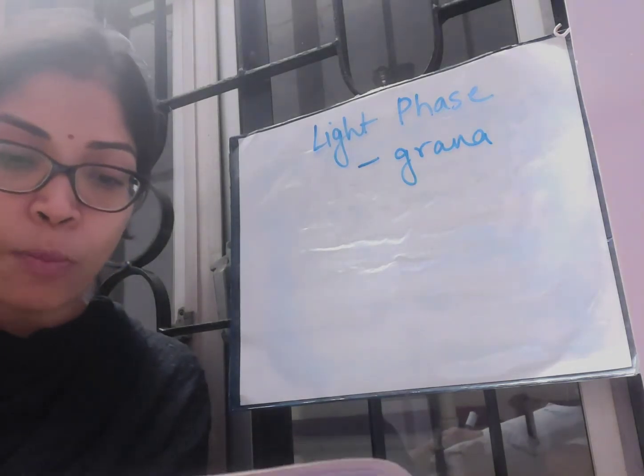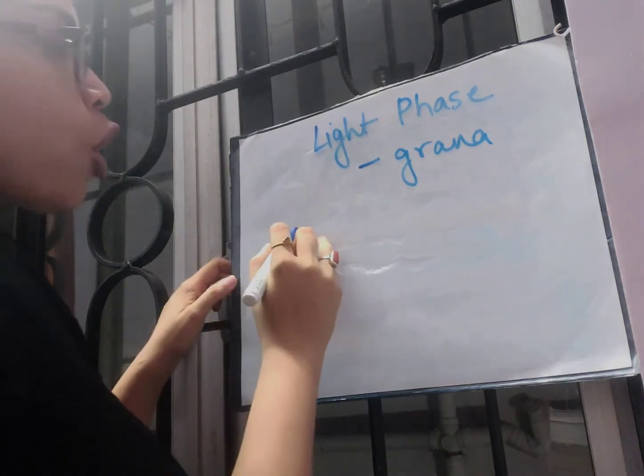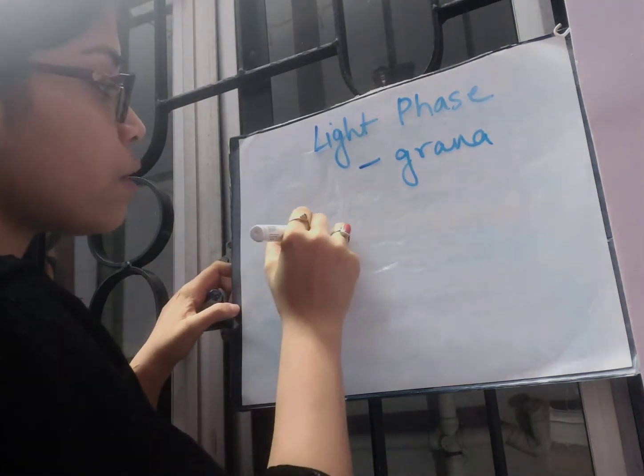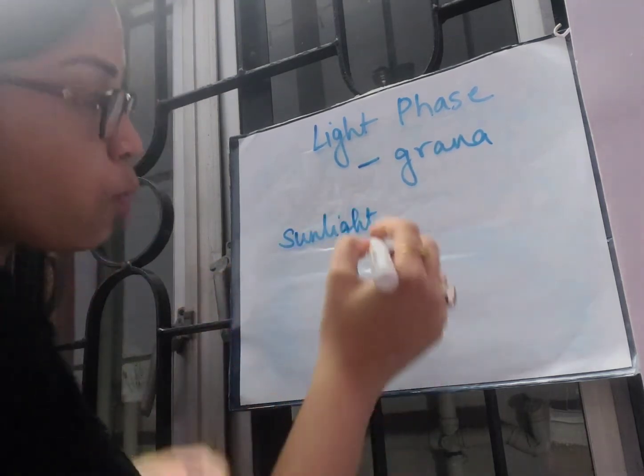Okay, the main components of light reaction are sunlight, water, and chlorophyll. So what are the main components of light phase? Obviously sunlight will be required because it is a light dependent phase. Next, water.